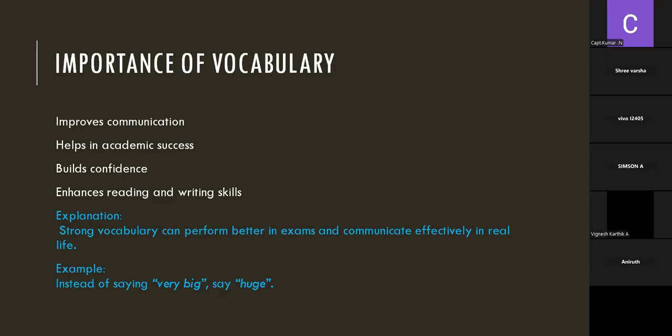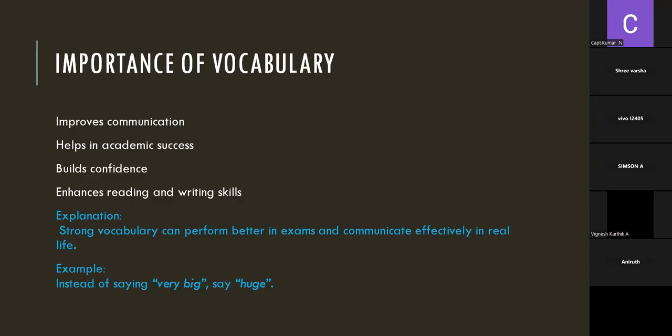Okay, now let's see the example. Instead of saying very big, we can say huge. It's a little moderate. Let me see the explanation for this. Different types of vocabulary help us with communication, confidence, and academic success.